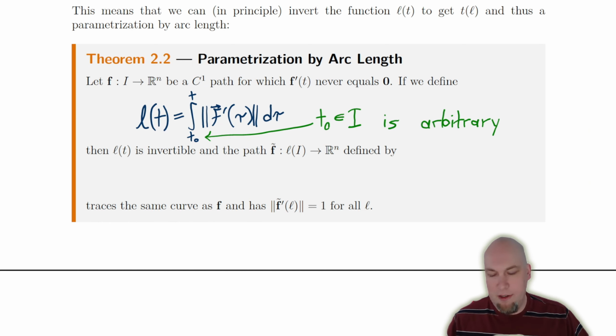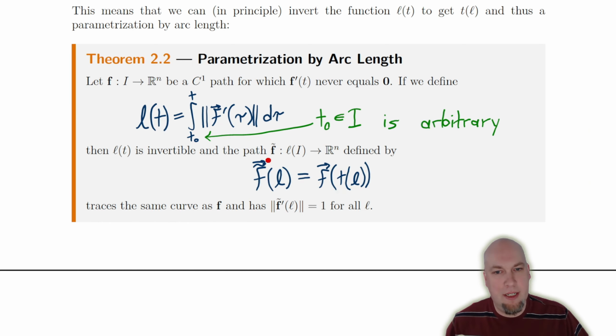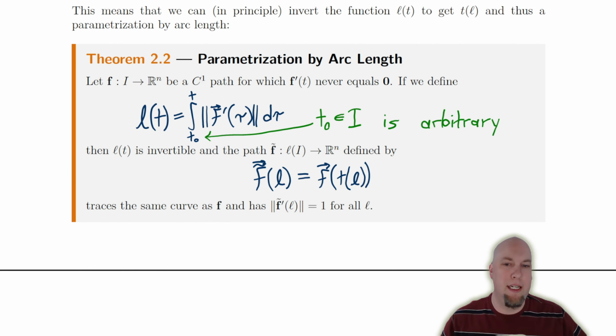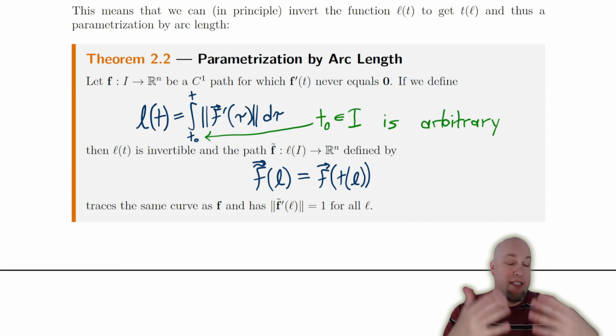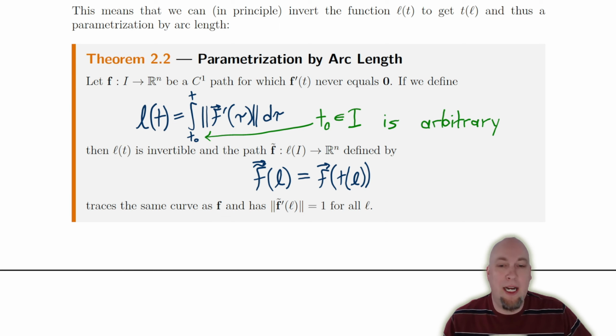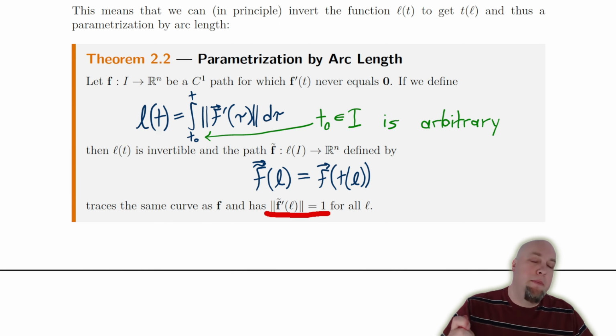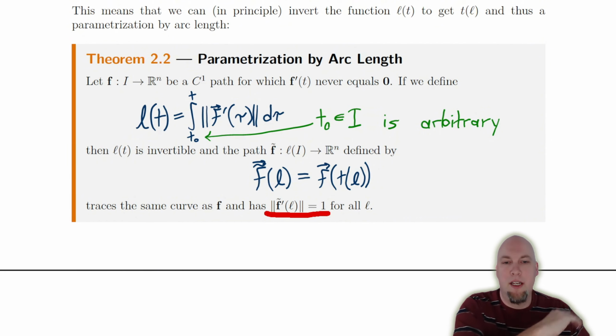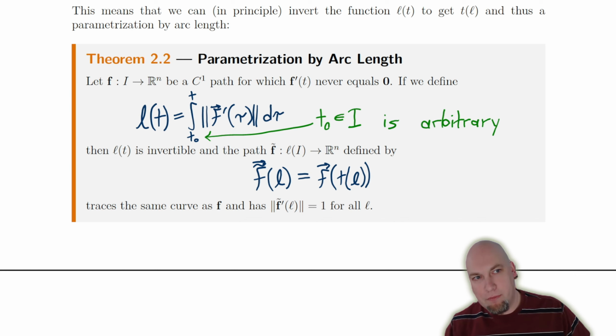Then you define a new path, f tilde, via this formula. You take your original path, f, and you plug t of L into it, and now you've only got L's everywhere, and that's your new parametrization that you wanted. That's what we're calling f tilde. When you do this, it does exactly what you want. It's going to give you a new path that traces out the same curve, and furthermore, its speed is going to be constant at 1. It's always moving at a rate of 1 unit of distance per unit of time.